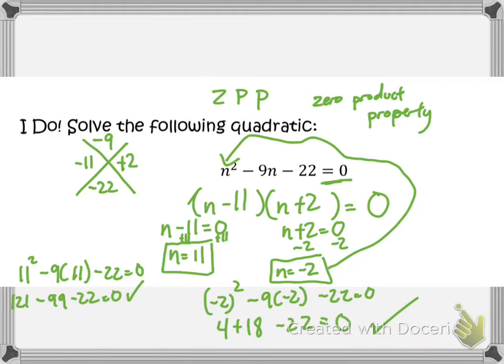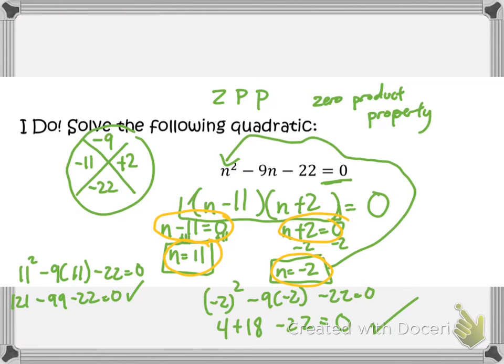So it's basically 2 steps. Use the X puzzle or the guess and check. Factor it out. Use the zero product property by saying both ones equal to 0. And then solve, and you will have 2 answers. Alright, let's try the next one.